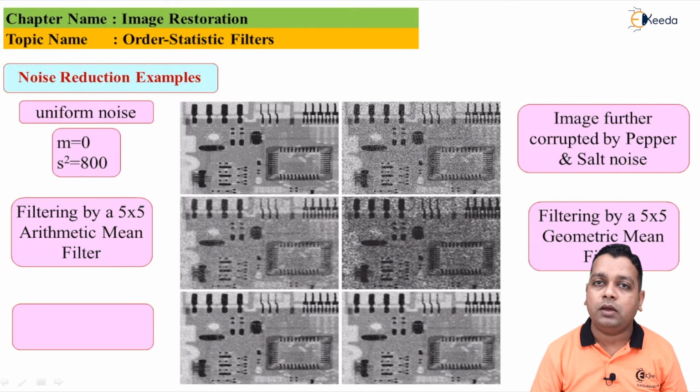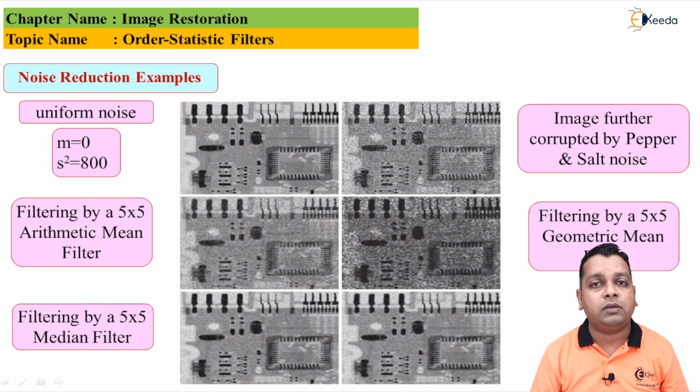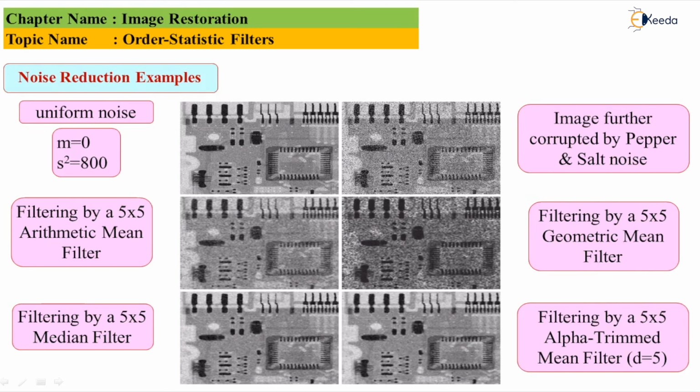The filtering by 5 by 5 geometric mean filter is shown in the fourth image. You can notice the performances after comparison. The filtering by the 5 by 5 median filter is shown in the fifth image, and finally the filtering of the image by the 5 by 5 alpha trimmed mean filter with the value of d equal to 5 is represented in the last image.